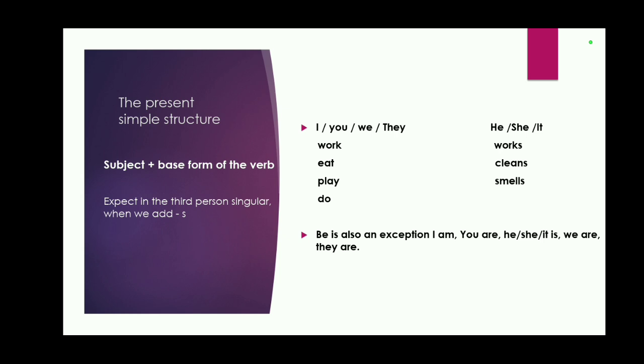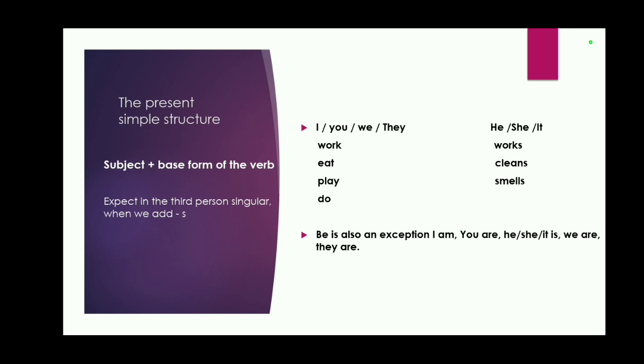In the third person singular, we add an S. So for I, you, we, and they, it is I work, we eat, they play, you do, but for he, she, and it, it is she works, he cleans, it smells.